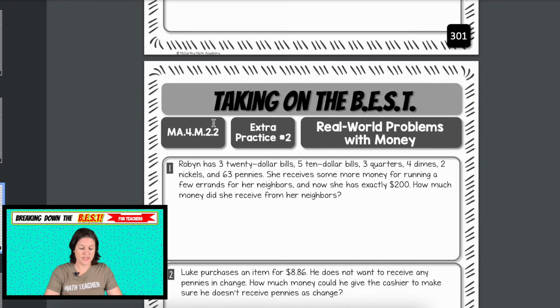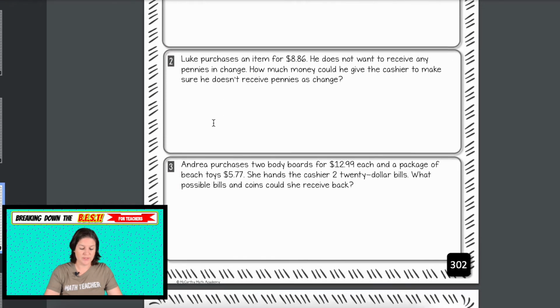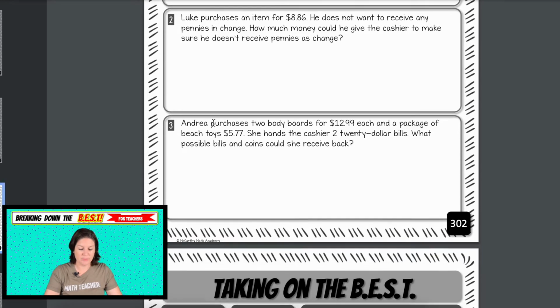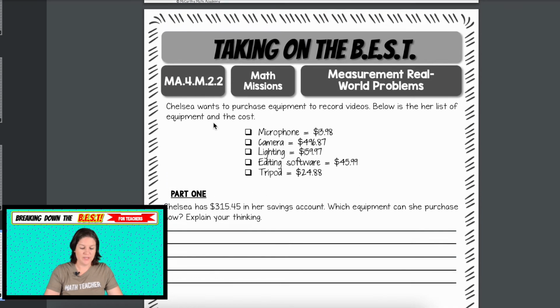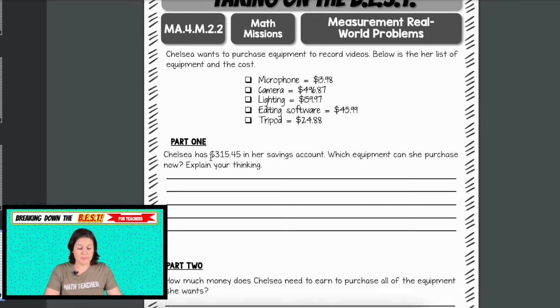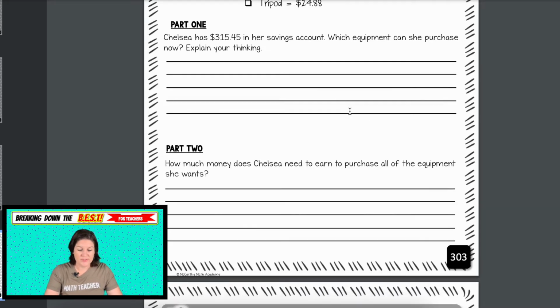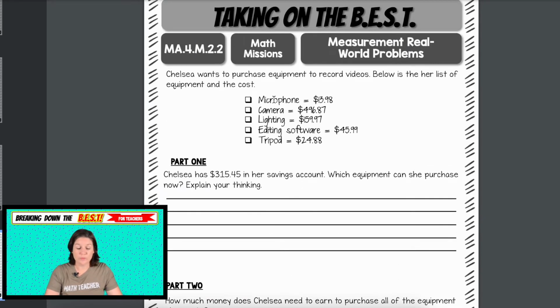Okay, so just taking it real quick, you can see it's all based on money. We've got decimals limited to the hundredths place because we're dealing with money. Here we have a math mission, which is a math task. It says that Chelsea wants to purchase the equipment to record videos. Below is her list of equipment and the cost. Part 1 says she has a certain amount in her savings account, so what can she buy? And part 2 says how much money does she need to earn to purchase all of the equipment that she wants. So this is a great way to incorporate a real world setting here.